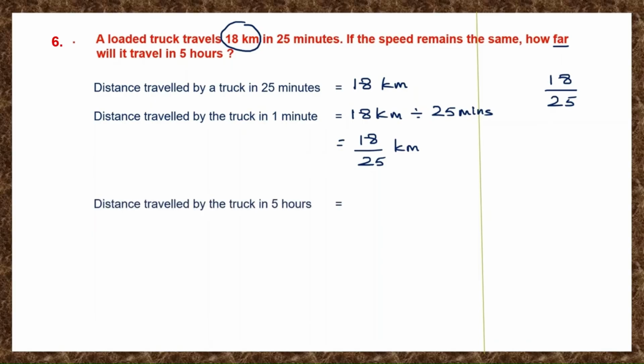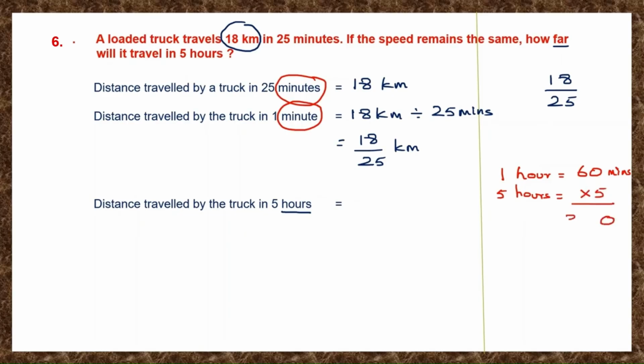Distance traveled by the truck in 5 hours is what we need to find out. Now, as you can see, the unit here is different. Here it is hours, whereas in the first statement we have minutes. In the second statement also we have minutes. So we need to convert hours to minutes. So we know that 1 hour is equal to 60 minutes. So therefore 5 hours is equal to 60 into 5. 5 zeros are 0, 5 sixes are 30. So that is 300 minutes.